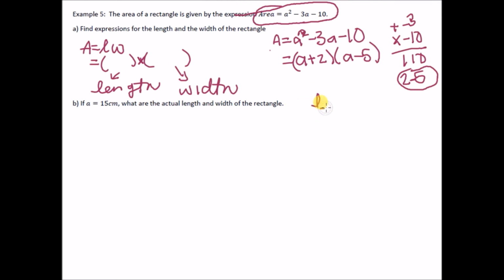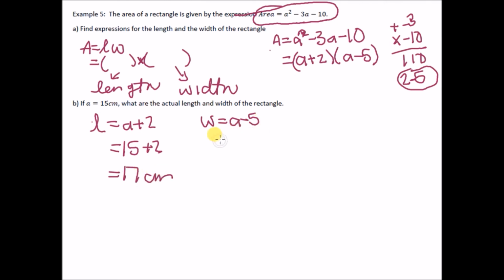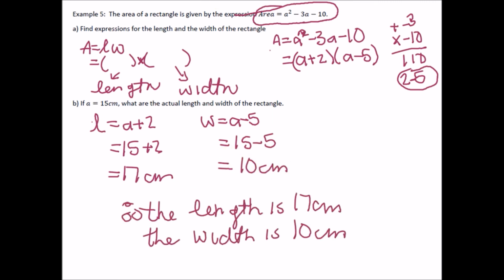Okay, so we can say the length, actually I'm going to put it down here because then it will set up part B very nicely. We can say the length is a plus 2, and the width is a minus 5. Okay, so if a equals 15 centimeters, what are the actual length and width? So then all we do is sub in 15. So the length is actually 17 centimeters, and the width is 15 minus 5, and we get 10 centimeters. And I just wrote this conclusion on the board. Therefore, the length is 17 centimeters, the width is 10 centimeters.